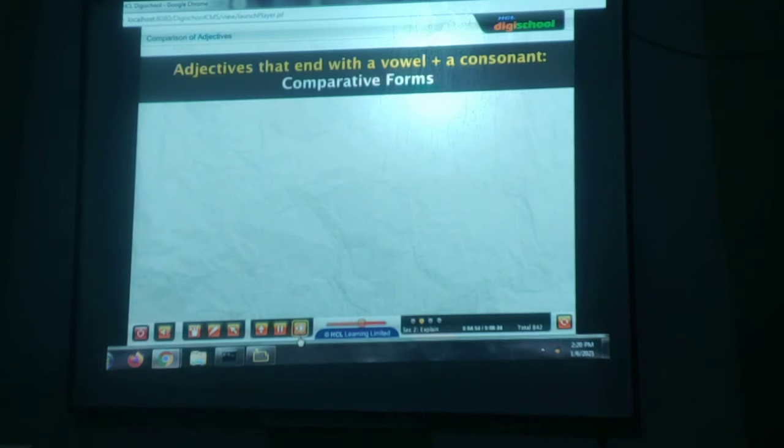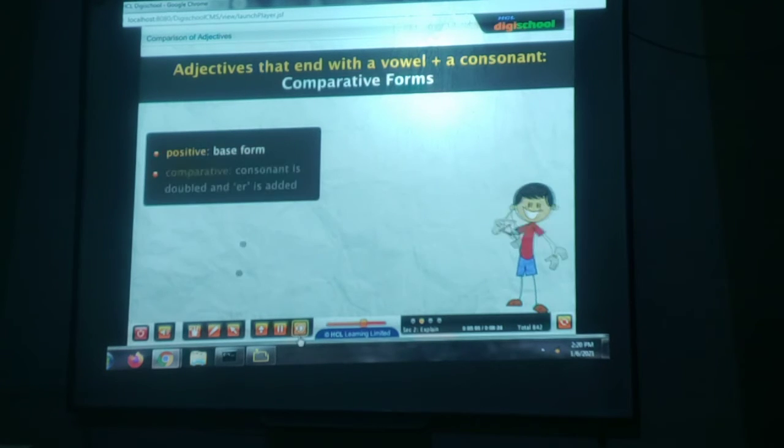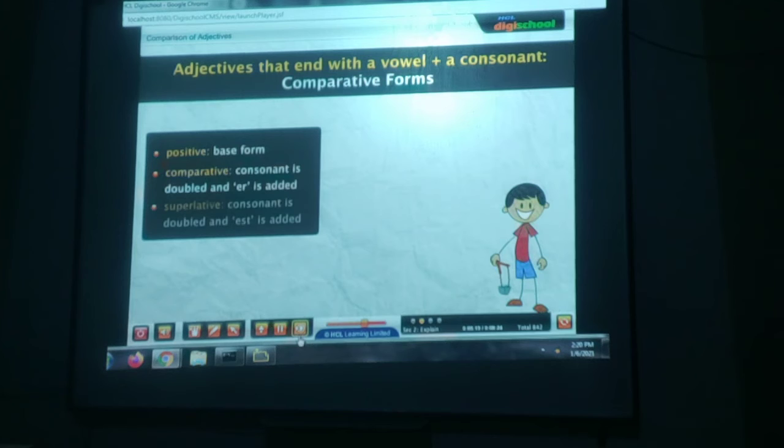Some adjectives change degrees in a different way. When the base form or positive degree of an adjective ends with a vowel plus a consonant, for example, with the adjective big, the consonant is doubled and er is added to it for the comparative form. Big changes to bigger, and the consonant is doubled and est is added to it for the superlative form. Big becomes biggest.